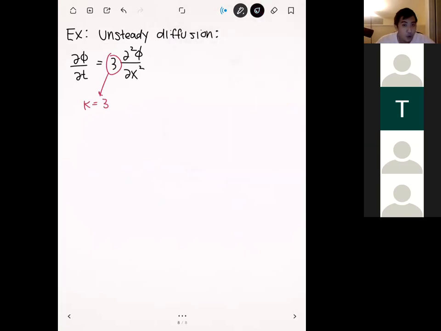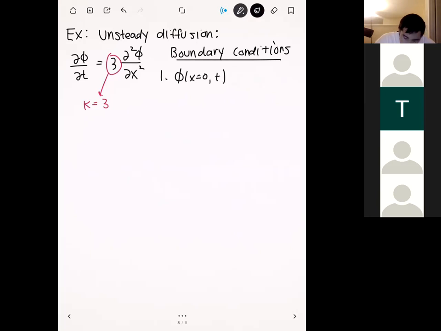Before we actually solve this, we need our boundary conditions. On the left-hand side, at x is equal to 0, and this boundary condition is going to be valid at all times, we're going to say that our phi value here is going to equal 1. So that's phi at x is equal to 0, comma t, is equal to 1.